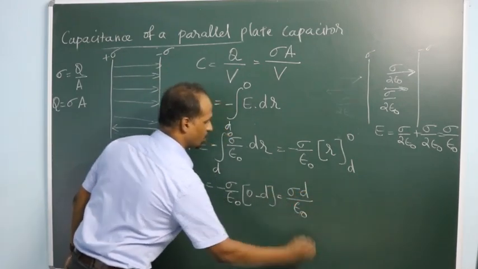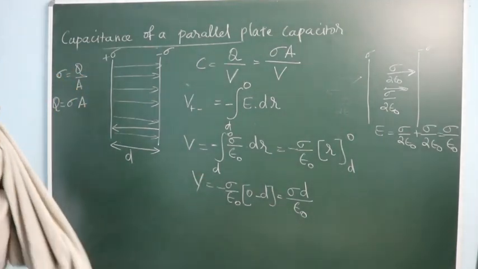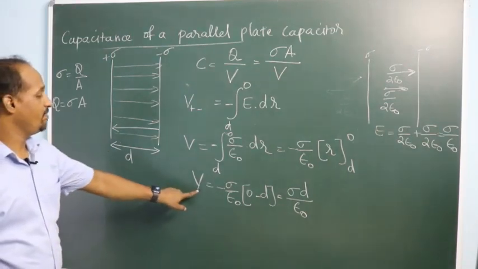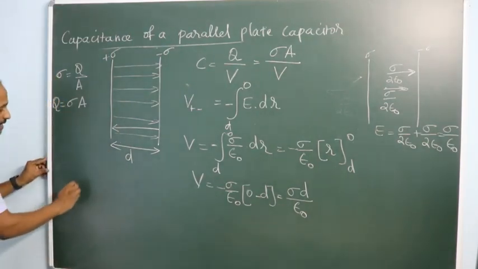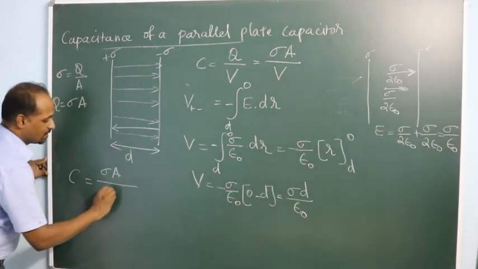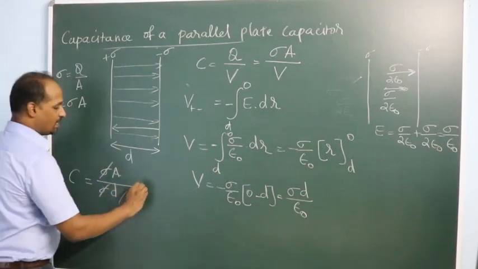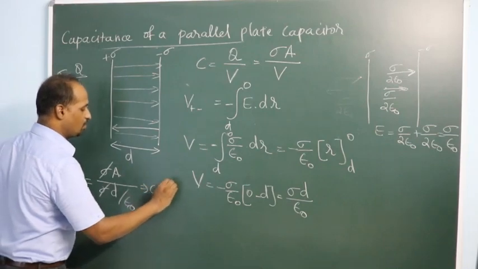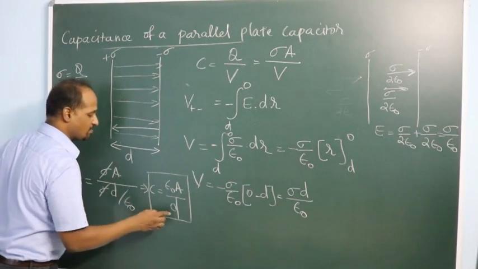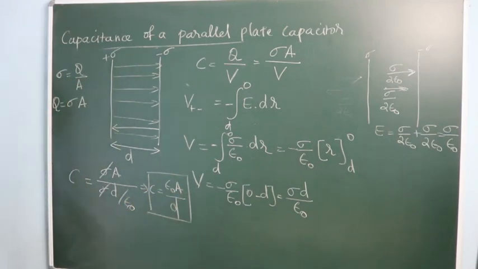by epsilon naught. And V we have found out, and you know the capacitance is equal to sigma A by V, but V is equal to sigma d by epsilon naught. Then the capacitance of a parallel plate capacitor is sigma A by sigma d by epsilon naught. Sigma and sigma will cancel. Then C is equal to epsilon naught A by d. So there is the distance of separation appearing, A is the area of the capacitor, and epsilon naught is the permittivity of the medium.